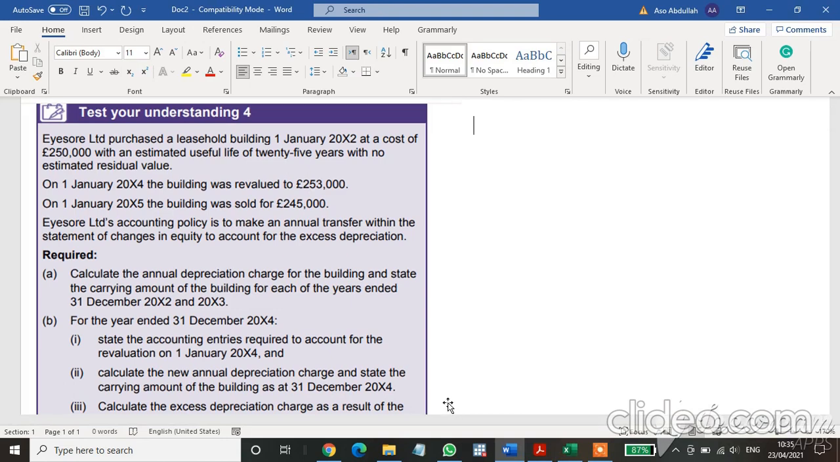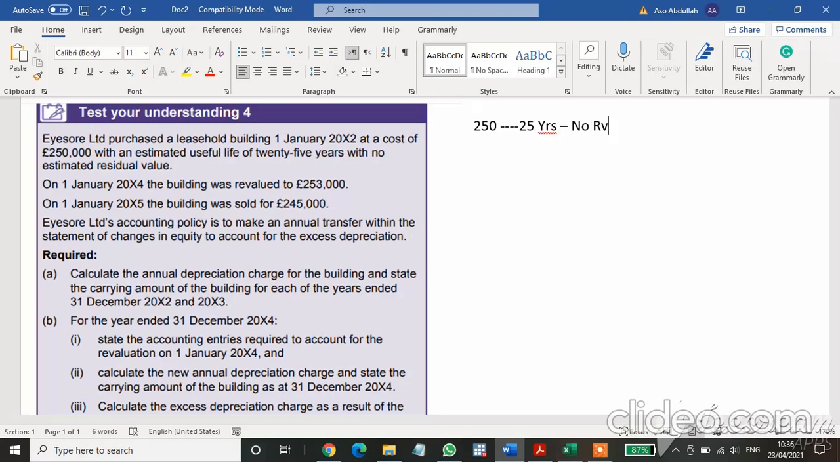Hi, this question is obviously about PPE. So we bought a building for 250, okay, and the building is going to be used for 25 years, and there is no residual value. So it means there is no value at the end of 25 years.